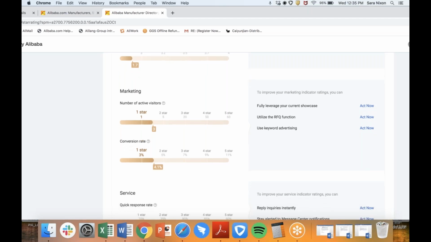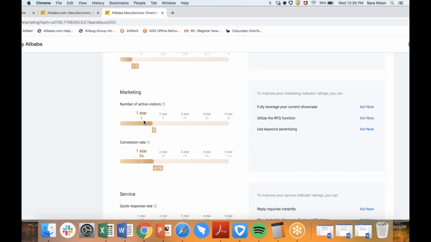The first indicator on marketing is the number of active visitors. The definition of active visitors is the number of total visitors that have sent you an inquiry or an instant message. In order to make sure that you are getting people to send you an inquiry, it's really important that all of your product keywords are very relevant, because you want to make sure that when people are finding you in search, they're actually using those product keywords to find you. And if they aren't relevant, it's not likely that they actually send you an inquiry or a message.